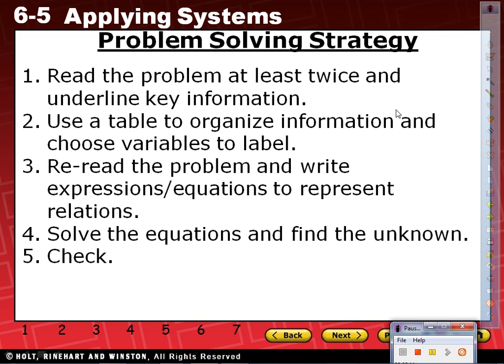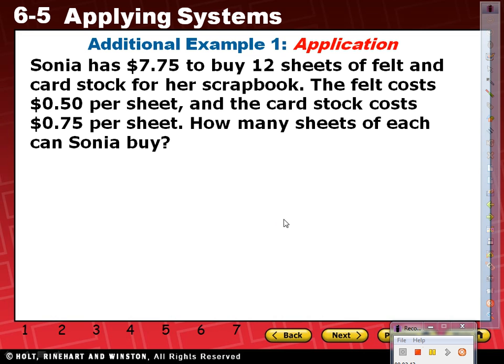Example number 1. It says, example 1, Sonia has $7.75 to buy 12 sheets of felt and cardstock for her scrapbook. The felt costs 50 cents per sheet, and the cardstock costs 75 cents per sheet. How many sheets of each can Sonia buy?